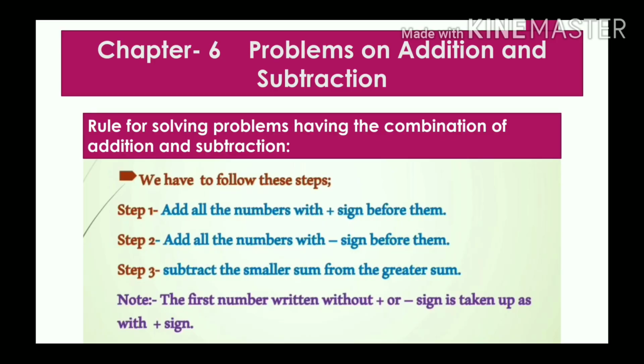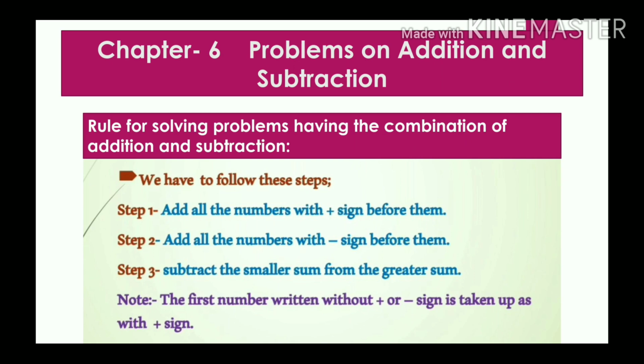Now students, let's see the revision of chapter 6, which is problems on addition and subtraction. For this, you have to follow these rules. So rules for solving problems having the combination of addition and subtraction, we have to follow these steps. Step 1 is add all the numbers with plus sign before them. Then step 2, add all the numbers with minus sign before them. Then step 3, subtract the smaller sum from the greater sum.